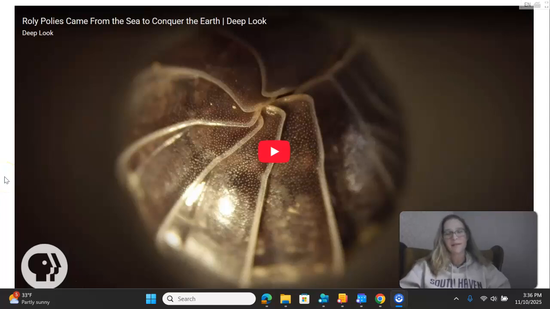All right, in this lesson we are going to look at how to read a cladogram. This is a kind of tool that is used by scientists to show the relationship between two organisms. How closely related are they? How distantly or how recently did they have a common ancestor? Those sorts of things.